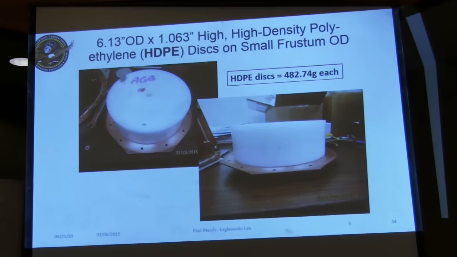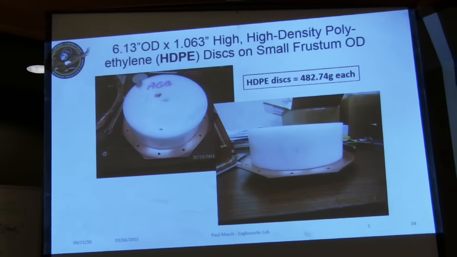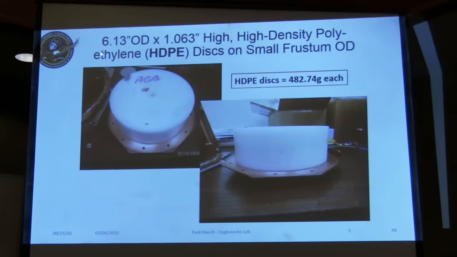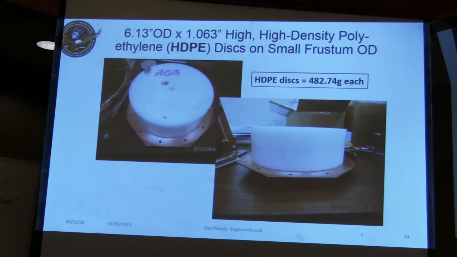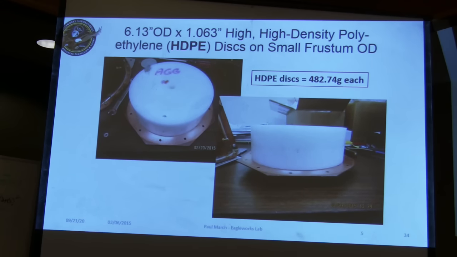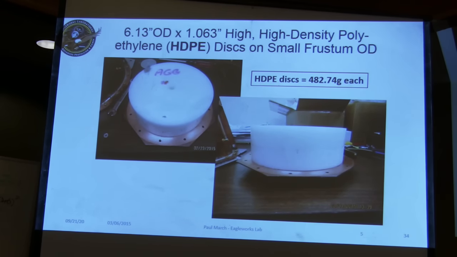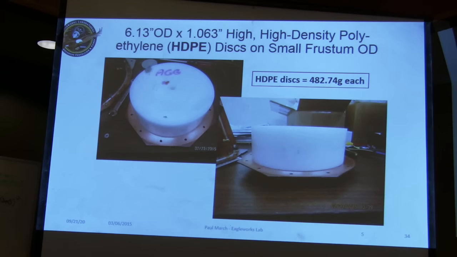Okay, this is the polyethylene. I had six and an eighth diameter by 1 inch and a 16th thick polyethylene discs. I tried 1, 2, and 3 discs. The optimum seemed to be 2, so that's why I ended up with 2 for thrust production. Okay, next slide.